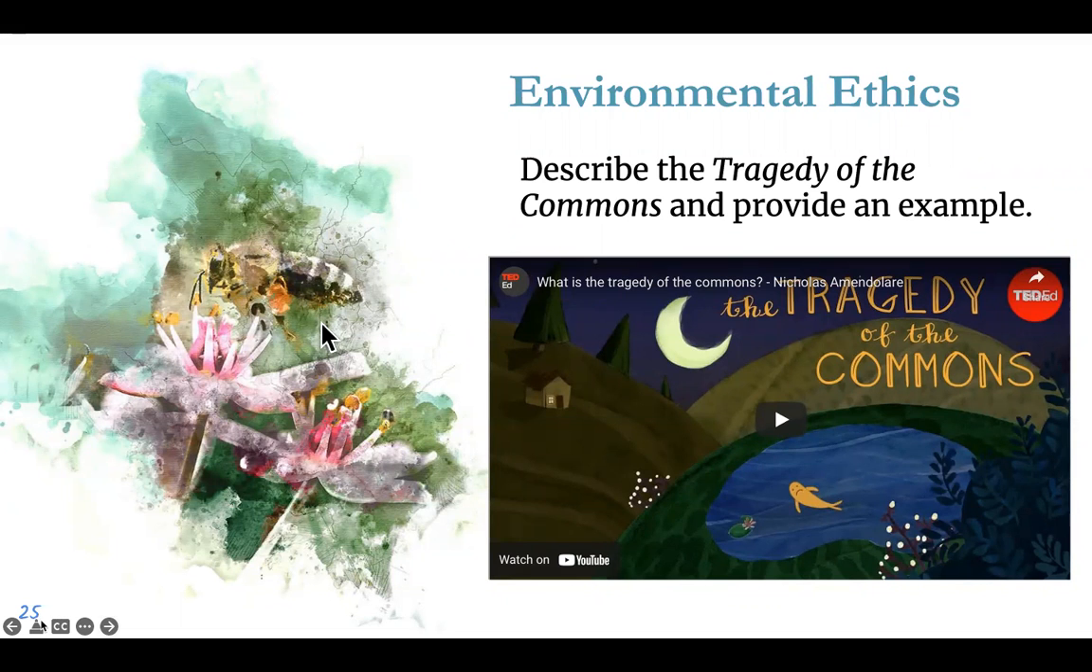So as I mentioned at the beginning of this section, you need to understand what is meant by tragedy of the commons, and you need to be able to provide an example. I would prefer you provide an example other than the cows in the pasture.